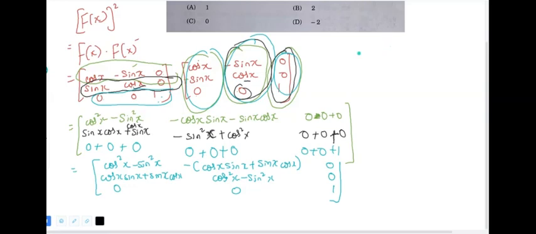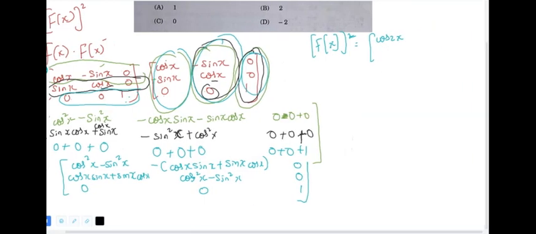So the final answer we got for f of x whole square is cos square x minus sin square x, which is cos 2x, minus of cos x sin x plus sin x cos x, which is sin 2x. Then it's 0. Then again it is sin 2x, then it is cos 2x, then it is 0. Then 0, 0, 1. So this is your equation 1. You can call this equation 1.